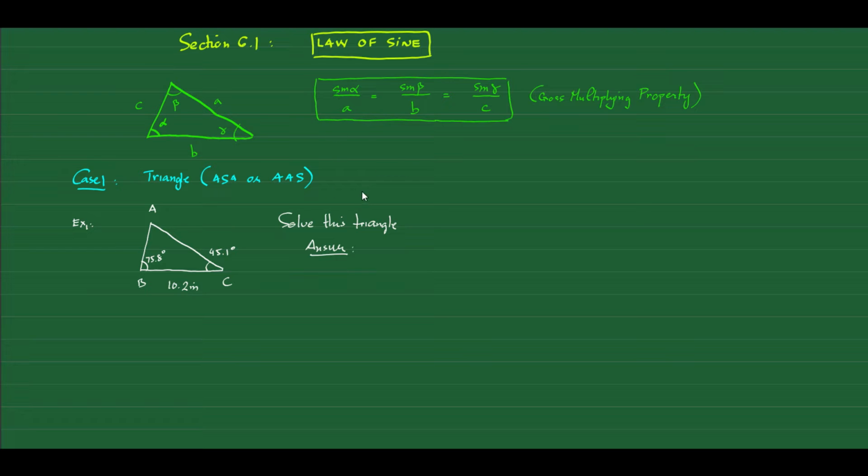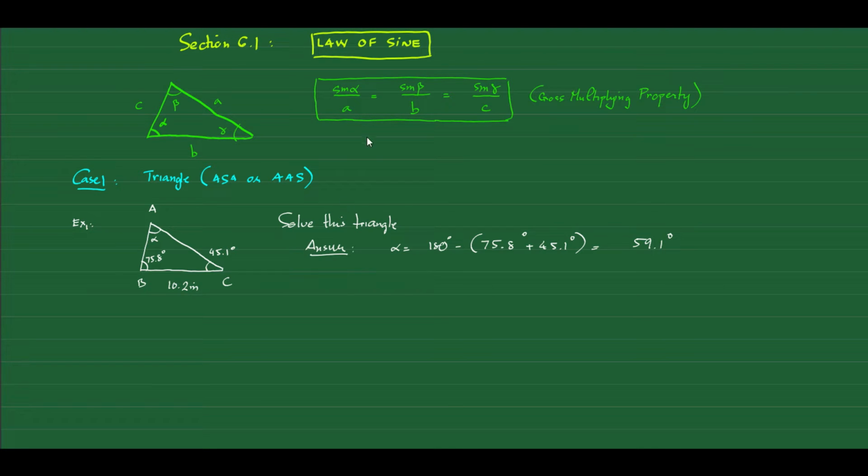But in order to use the law of sines, you must know the angles, at least a few angles, and they've already given you those. Now we can find the third angle easily. So angle alpha over here would be 180 minus 75.8 plus 45.1, which gives you 59.1 degrees.